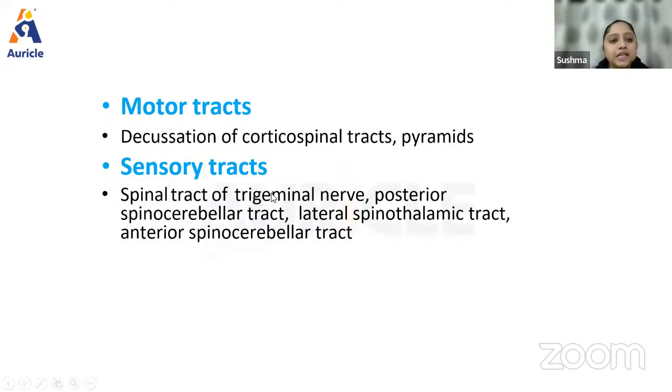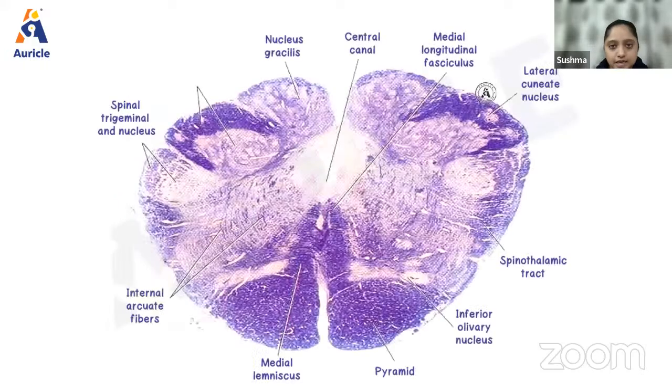Then what different sensory structures are there? Spinal tract of the trigeminal nerve. Why? Because we have the spinal nucleus. Posterior spinocerebellar tract and lateral spinothalamic tract. Then also we have anterior spinocerebellar tracts. Yes, these are different tracts that are present. You are not expected to identify this diagram. I've just placed it for the sake of reference.